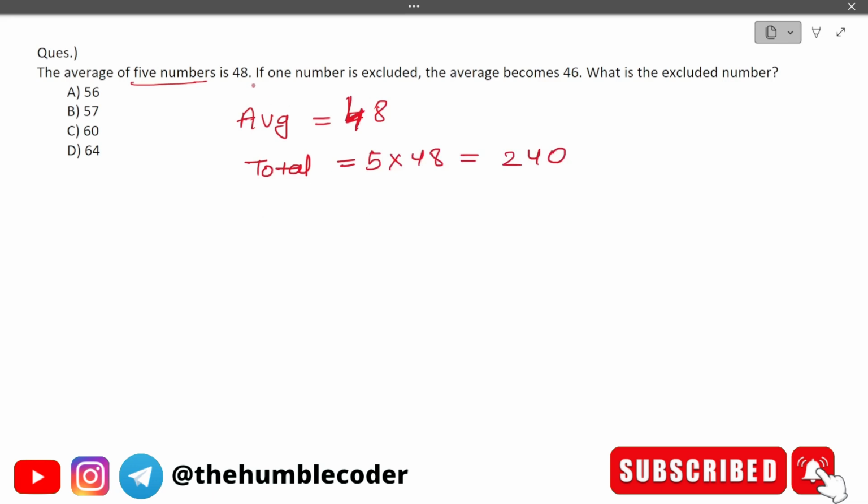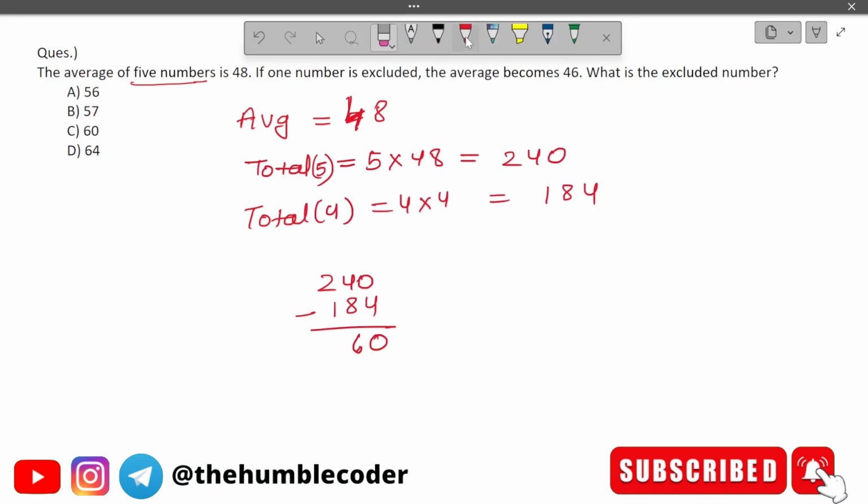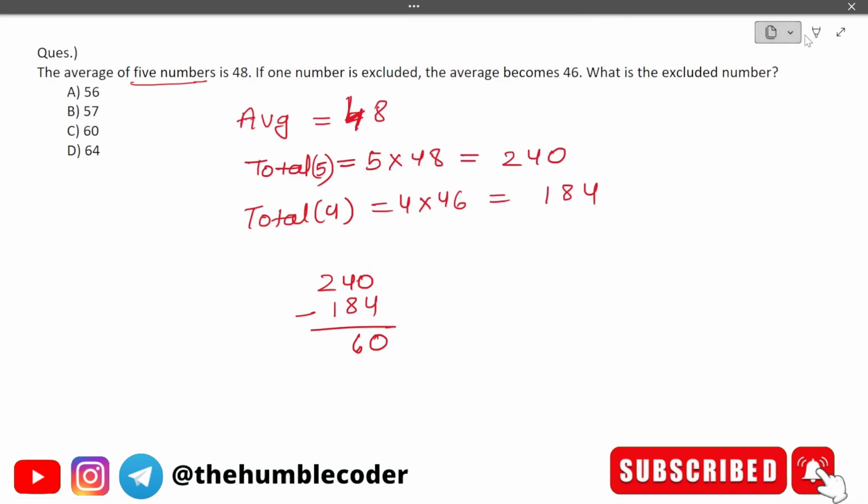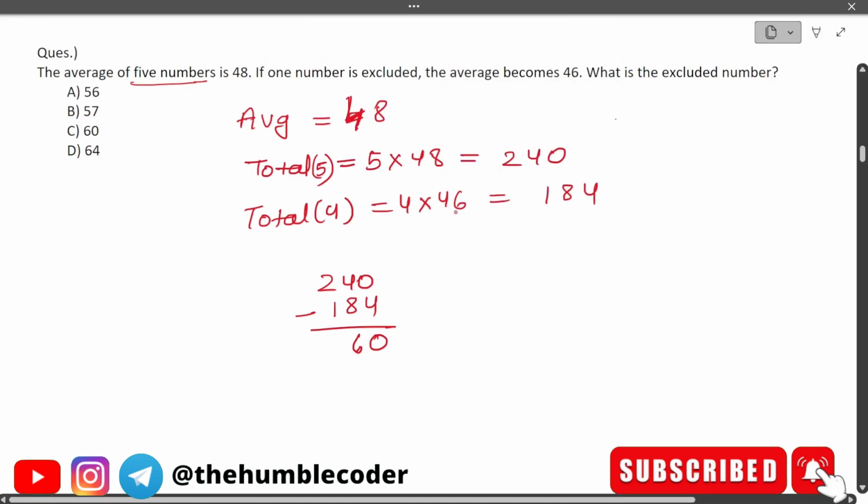Now if one number is excluded, the average becomes 46. The total was for 5 numbers. In the same way, for the total of 4 numbers, how much will we get? What was told to us is that when one number is excluded, the average becomes 46, so while calculating the value, we have to make sure that the average should be 46. So 4 into 46 is going to be 184.